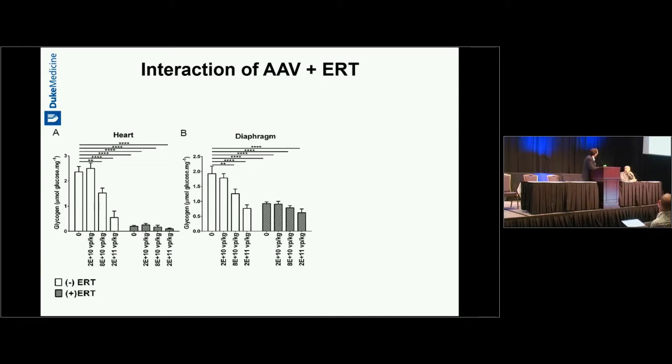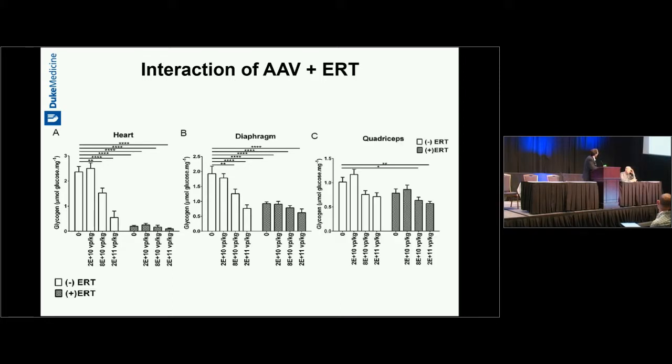Similarly in the diaphragm, the 2 higher doses here do correct glycogen content in the diaphragm. And then in the muscle, an interesting interaction where only the combination of ERT plus low-dose gene therapy actually significantly decreased glycogen content in the quadriceps, the skeletal muscle again being more resistant to GAA replacement. And we'd say our minimum effective dose for biochemical correction is 8 × 10 to the 10th vector genomes per kilogram.